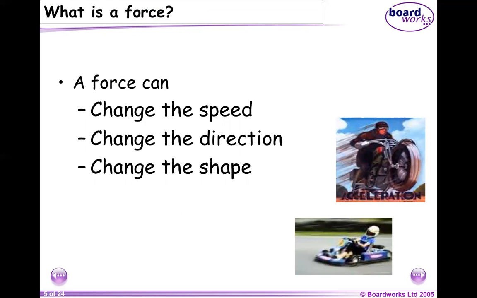And it changes the shape of an object. For example, a ball of plasticine: when you press on it, the plasticine will change its shape. There's a dent. So force can change three things: speed, direction, and shape.